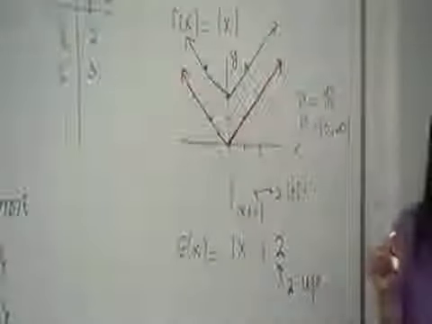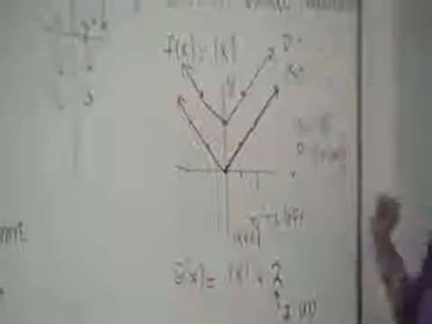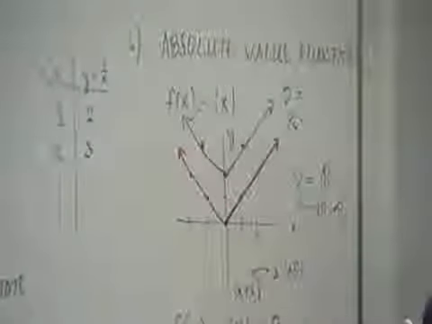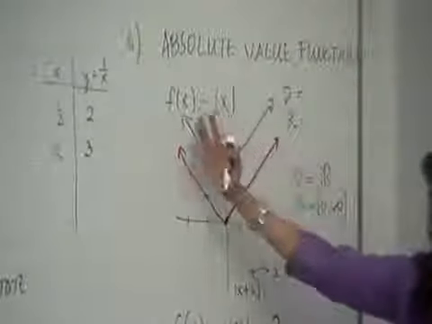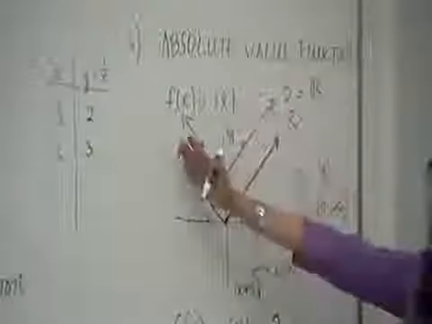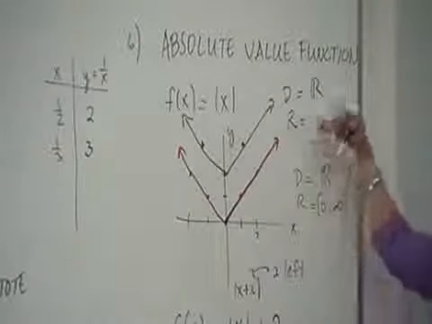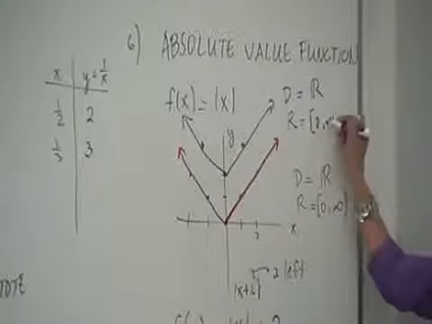Sorry, sloppy. All right? So for the purple graph, what's the domain and the range? Did the domain change? The domain is still all real numbers, from negative infinity to infinity. And what about the range? From 2 to infinity.